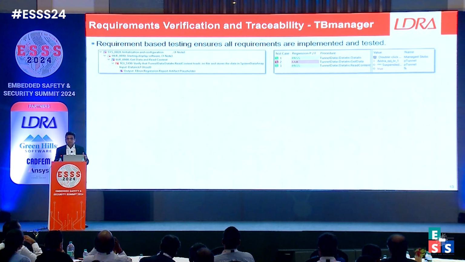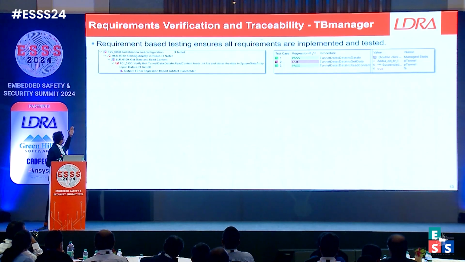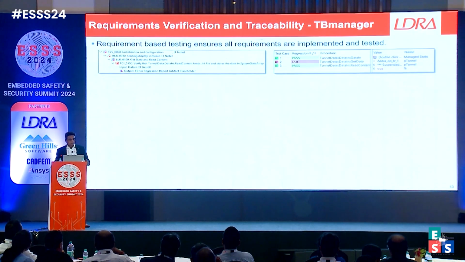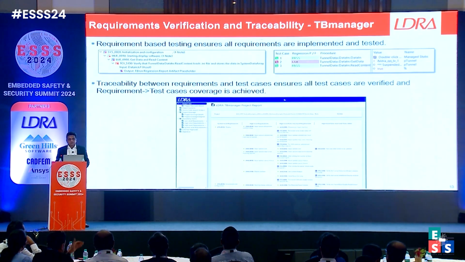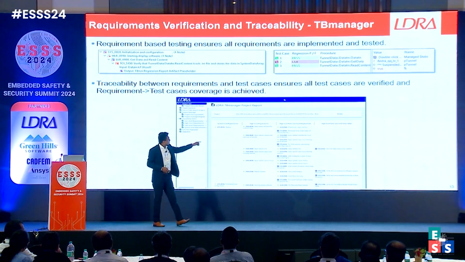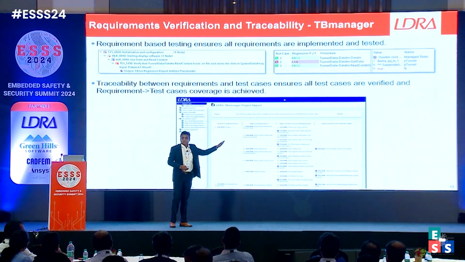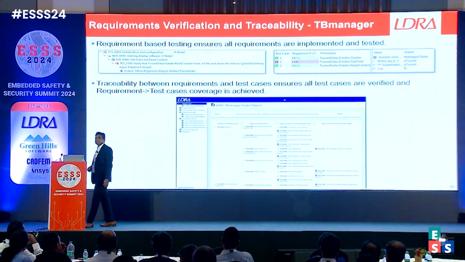Now, in addition to that, traceability. Requirement-based testing can be performed to ensure that all the requirements are implemented and tested. You can see here the hierarchical information from a system level requirement to high level to low level, and the source code is mapped to the low level requirements, and respective test cases are available for the low level requirement. Once it is completed, you will be able to get traceability from requirements to test cases, to ensure that all the test cases are verified and requirement to test case coverage is achieved. The relationship from system requirements to high level requirements to high level test or low level test and the source code, you will be able to see as a report.